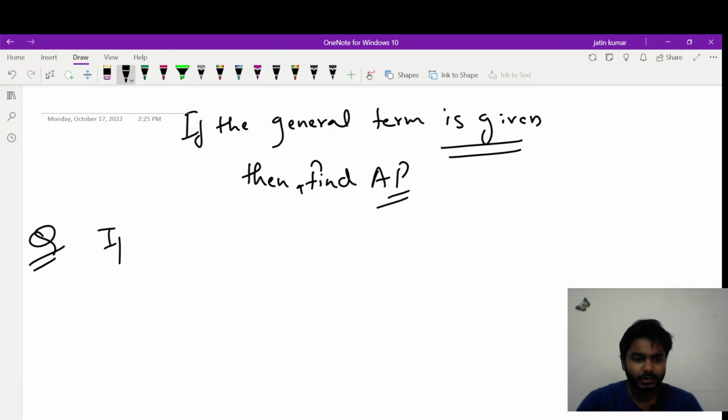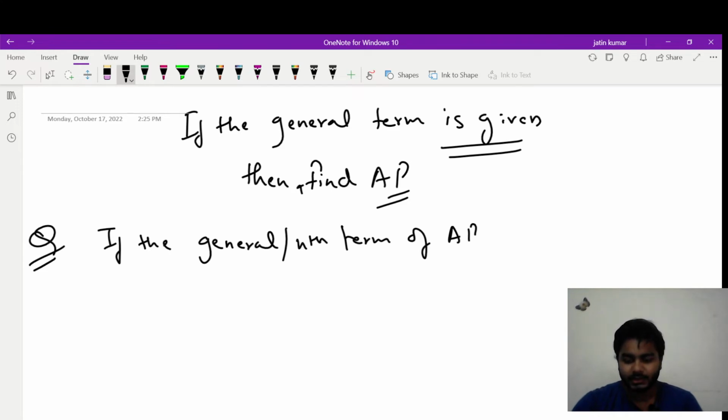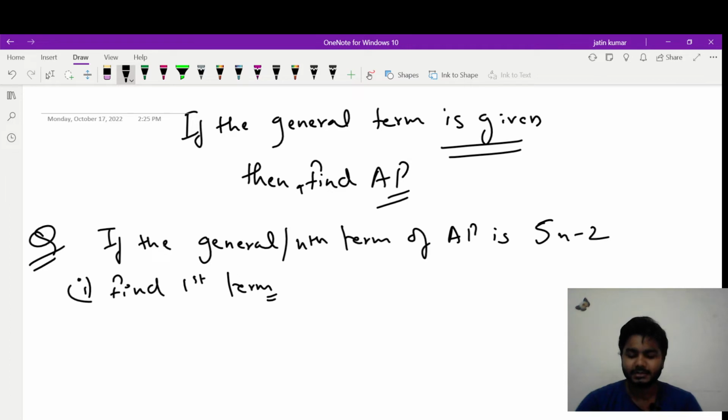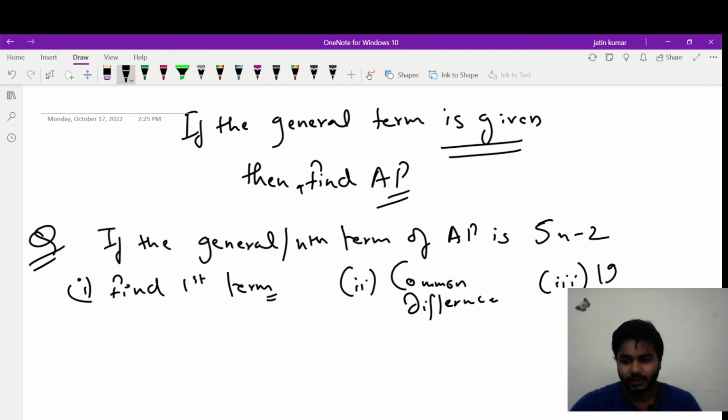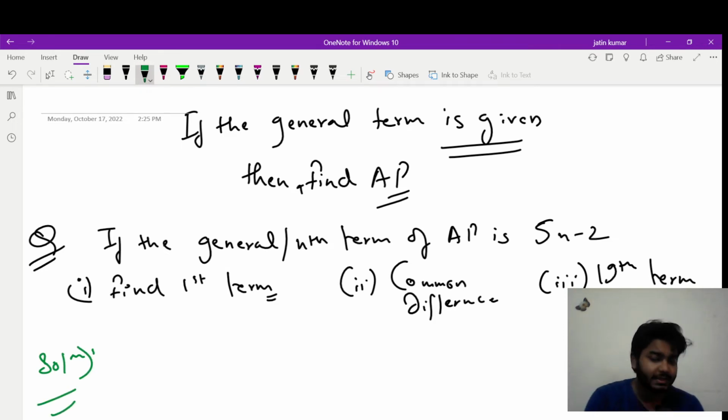If the general, or nth, term of an AP is 5n minus 2, first part, find the first term, find the common difference, and also find the 19th term. Now how will you solve this question? First step, you are given the general term, the last term only. An is given to us, an is the general term, 5n minus 2.